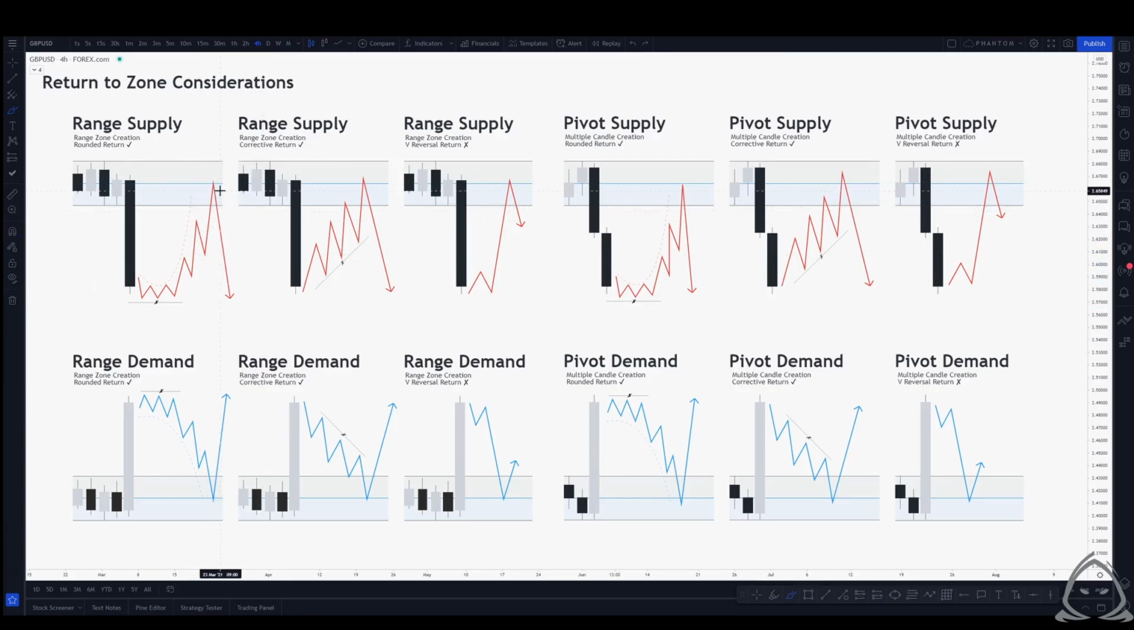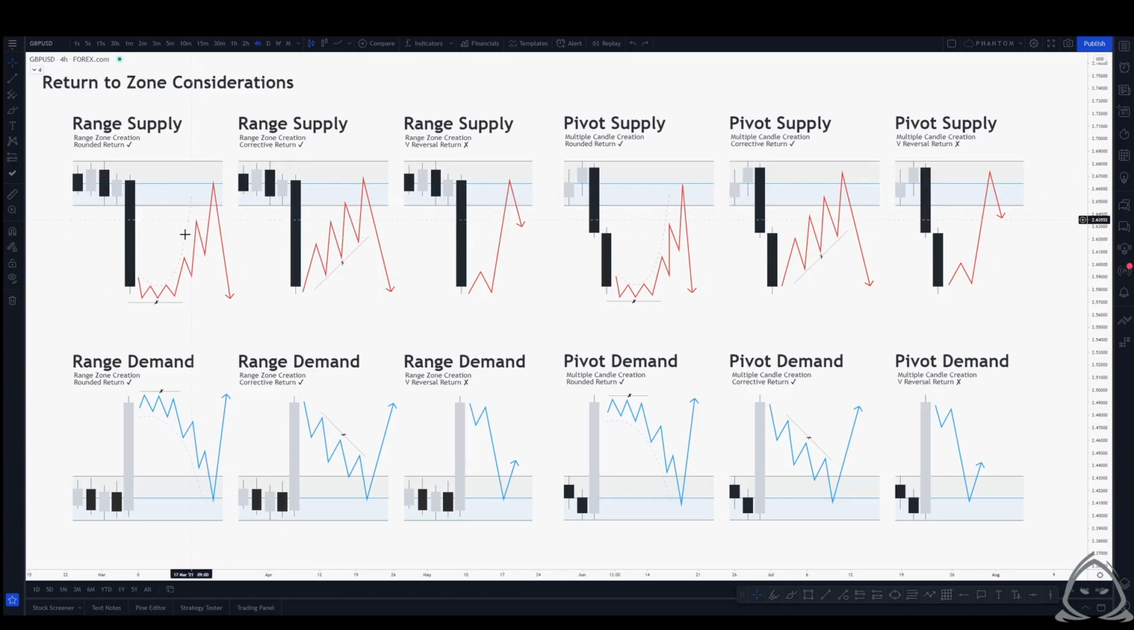What can be said is that there's a lot of momentum being pumped into the markets to get ready to push it down further. Just one final consideration to be thinking about when you're having those return to zone considerations is focus on your rounded and your corrective return to zones. And be mindful that the V reversals tend to be aggressive and don't play out statistically. Again, you can look to trade them, but be more cautious.